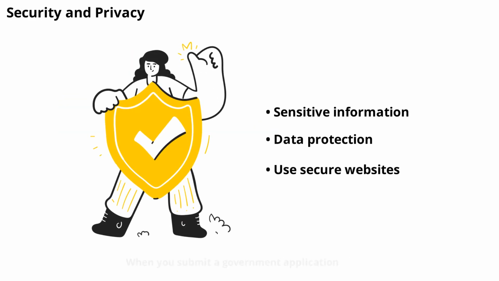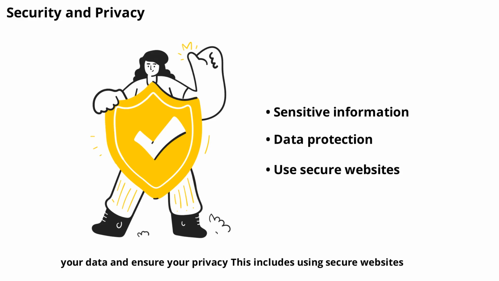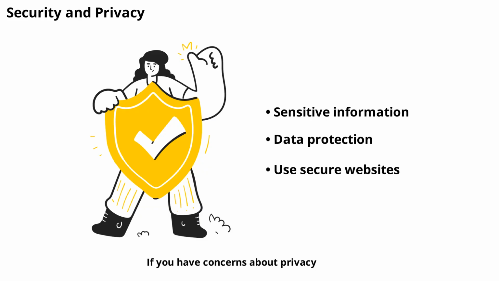When you submit a government application, you often provide sensitive personal information. Government agencies are required to protect your data and ensure your privacy. This includes using secure websites, encrypting data, and limiting access to authorized personnel. It's important to use official government websites and be cautious about sharing your information. If you have concerns about privacy, check the agency's privacy policy or contact their support team for more information.